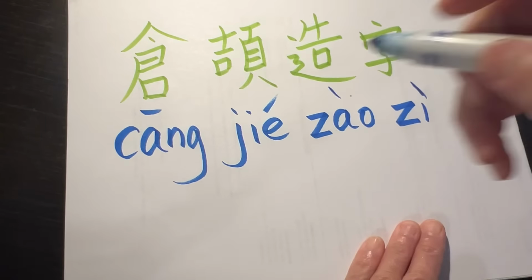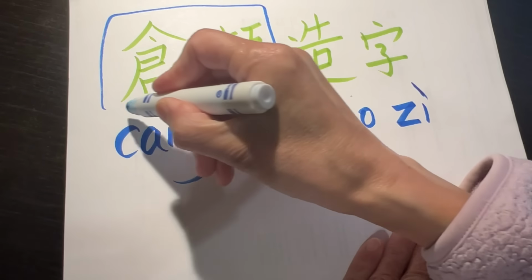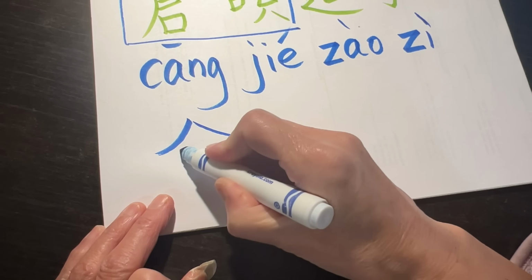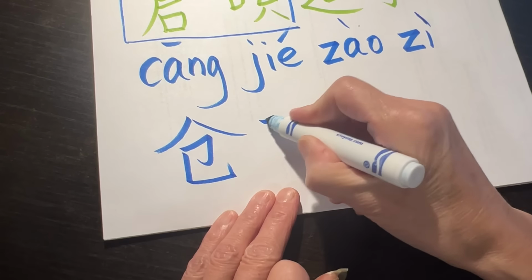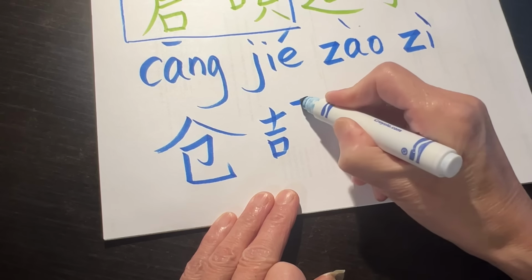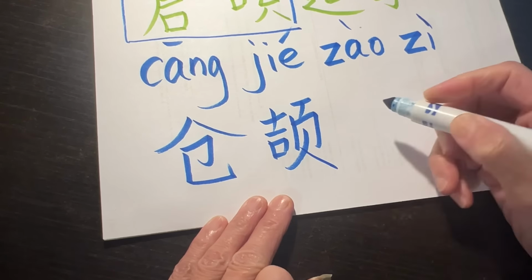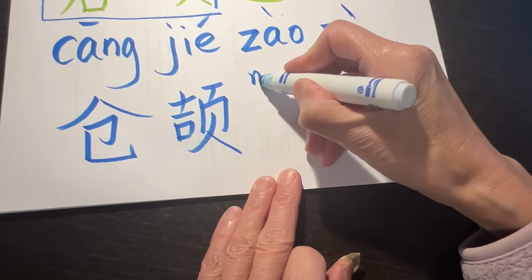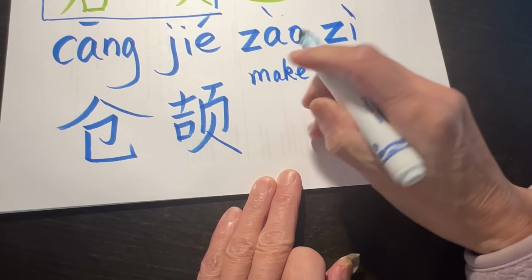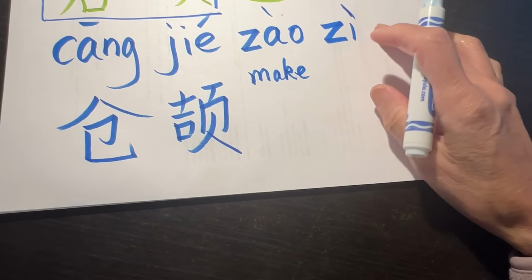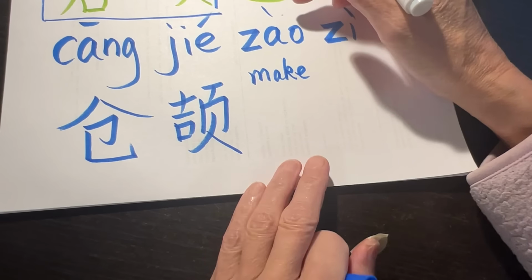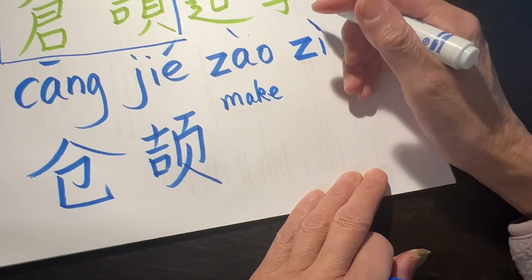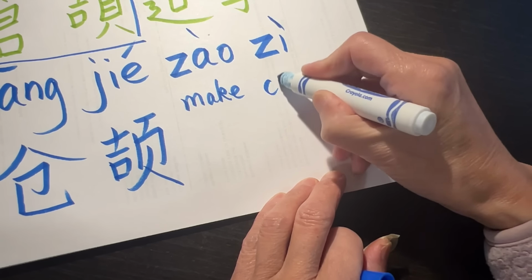Cangjie造字. So Cangjie is a person's name. In simplified characters, it is written this way. Cangjie. Person's name, Cangjie. Zao is to make, to create, to build. It's an action word, mostly meaning to make. Zi is Chinese character. Zi, character.